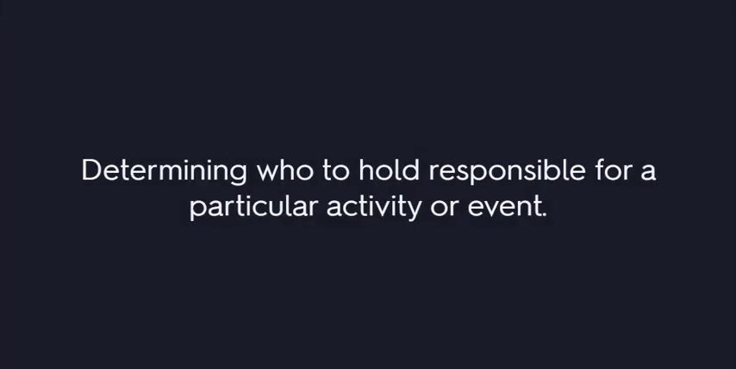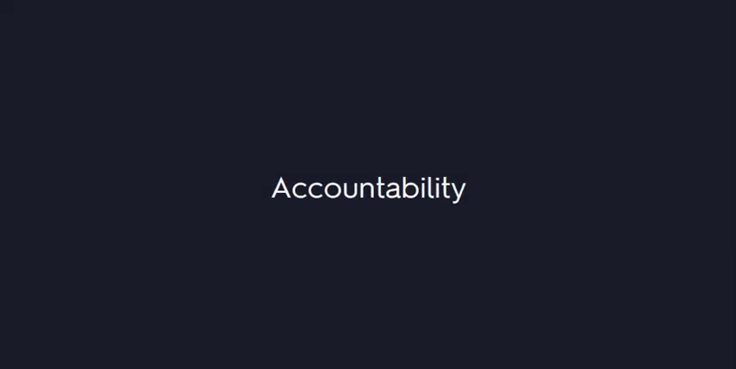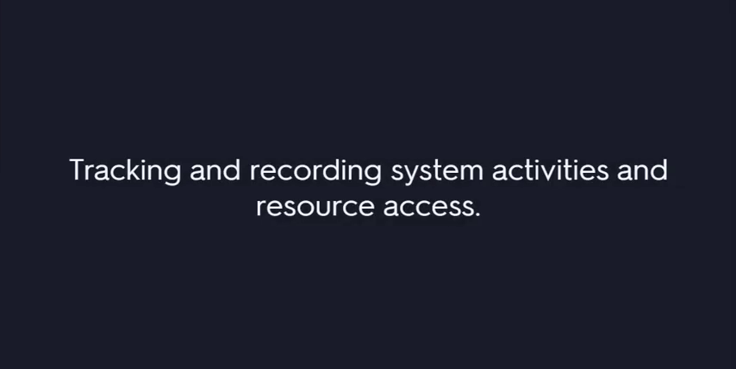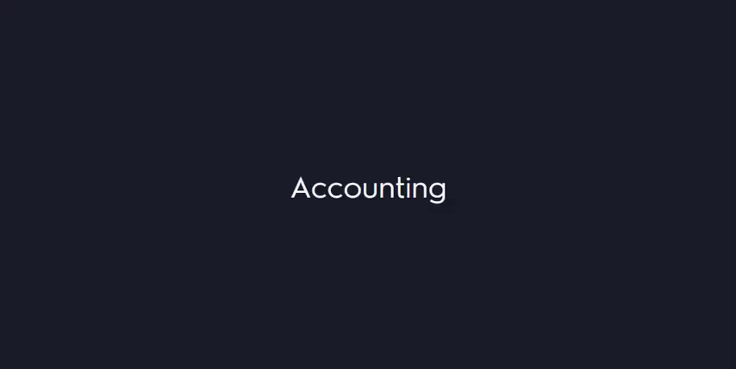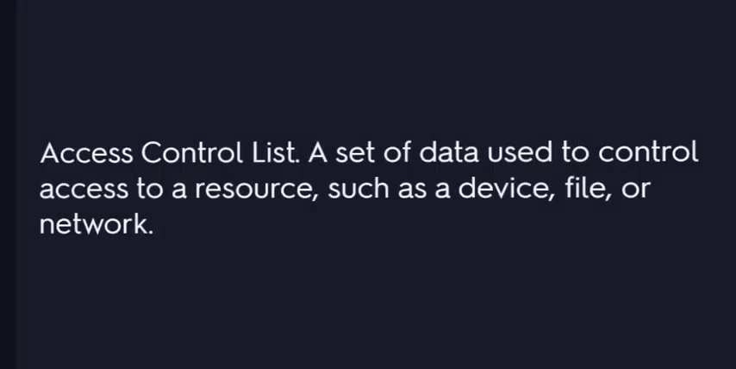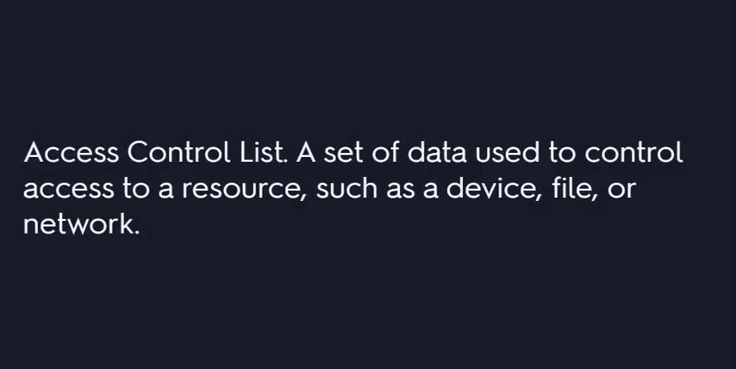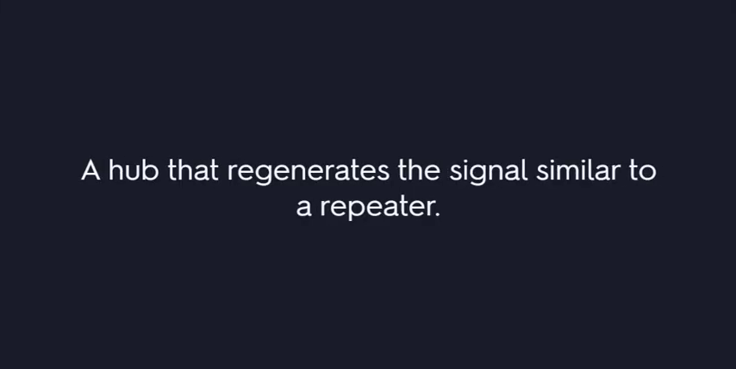Determining who to hold responsible for a particular activity or event: accountability. Tracking and recording system activities and resource access: accounting. Access control list: a set of data used to control access to a resource such as a device, file, or network. ACL. A hub that regenerates the signal, similar to a repeater: active hub.